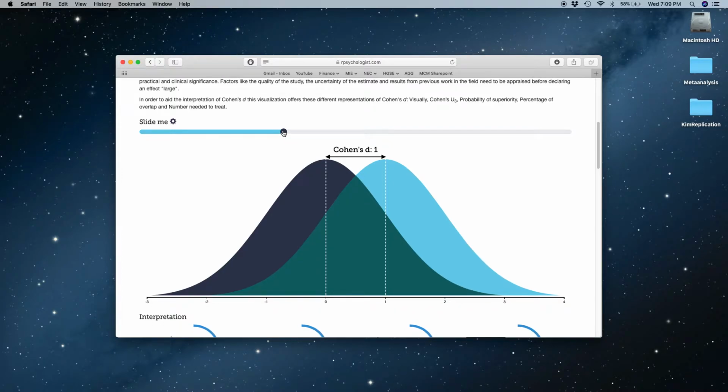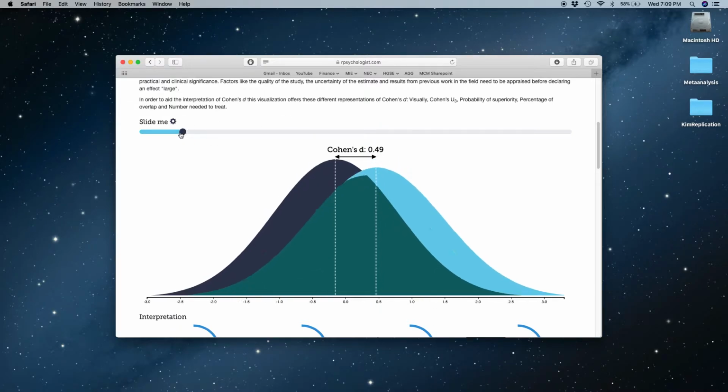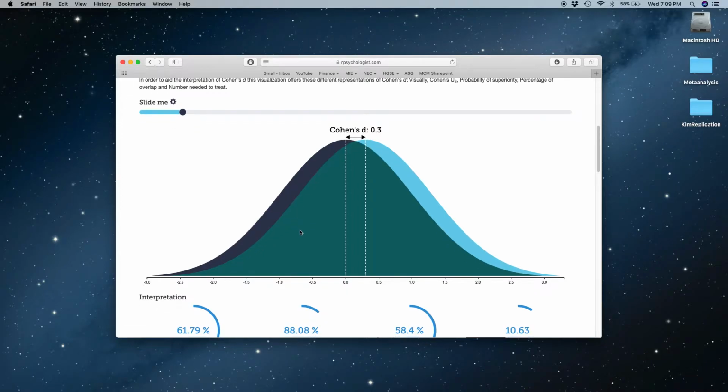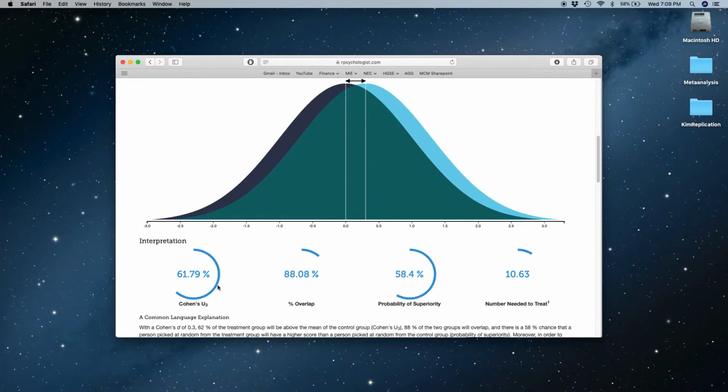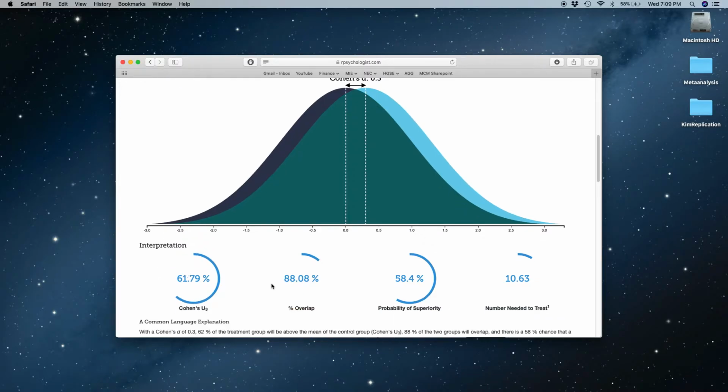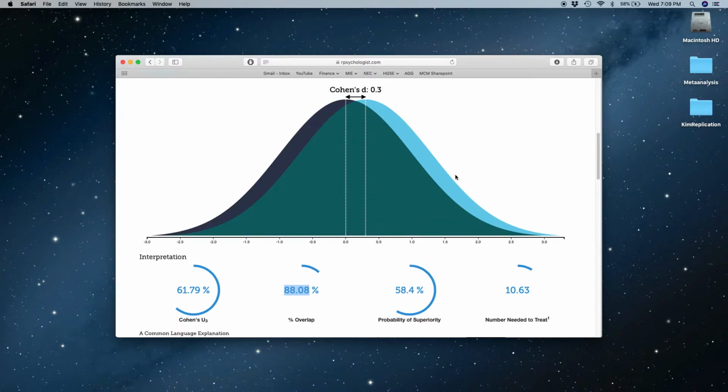Often we're dealing in education with a Cohen's D of maybe around 0.3. So we can see here that, yes, there's a difference in the means, but there's still a lot of overlap and so forth. And what I like about this visualizer is down at the bottom, it has some of these ideas quantified, like this here, 88% overlap, meaning these distributions, 88% are overlapping.